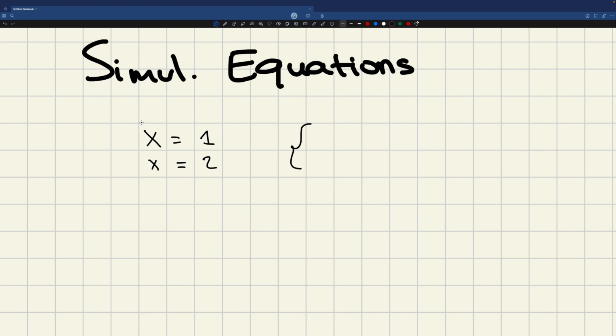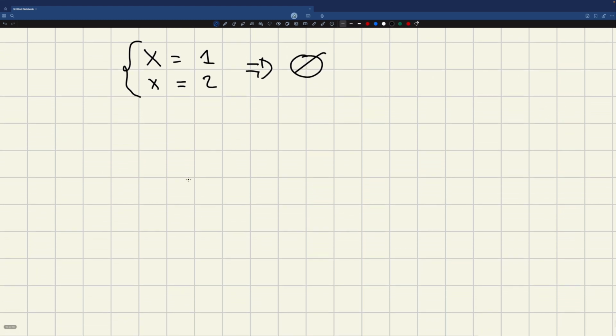So say x is equal to 1 and x is equal to 2. Now, simple question. Can both of these statements be true at the same time? And this is exactly what the simultaneous equation is implying, that both of these statements are true at the same time. So can x equal 1 and 2 at the same time? Well, of course it can't. Therefore, it's just an empty set. It's impossible.